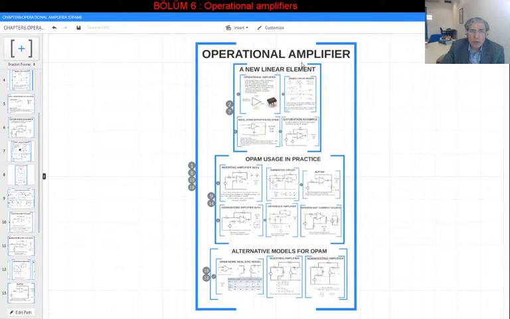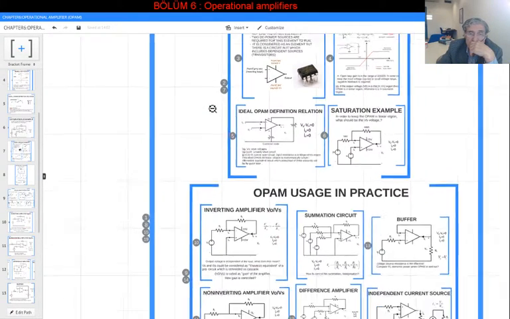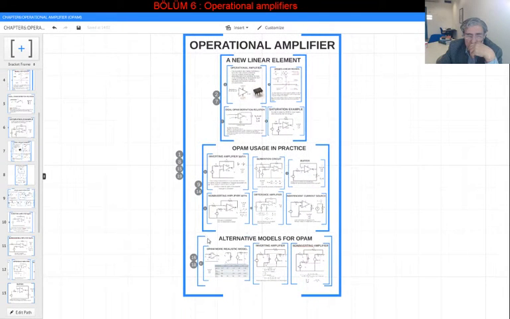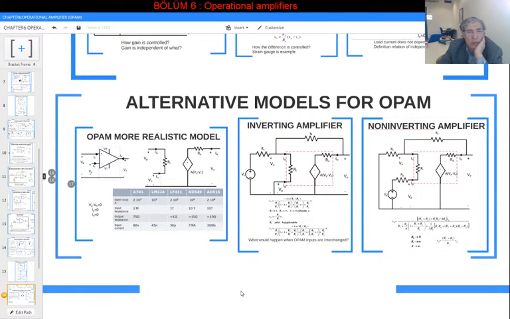So we have seen the operational amplifier definition relation when we consider it as an ideal operational amplifier. That definition relation was this. Now we know that inside this operational amplifier there are many transistors and many other components in it, and another model that we use is called the alternative model for the op-amp, or sometimes the realistic model of an operational amplifier. That is the ideal one, and that's the definition relation.